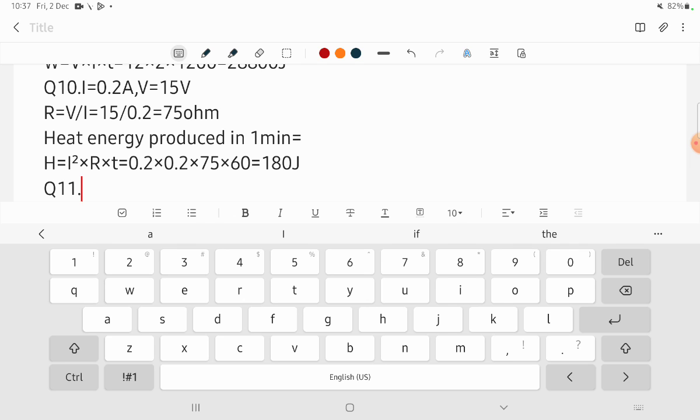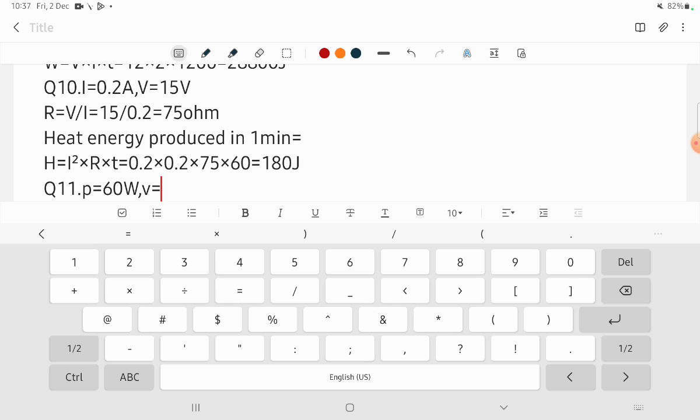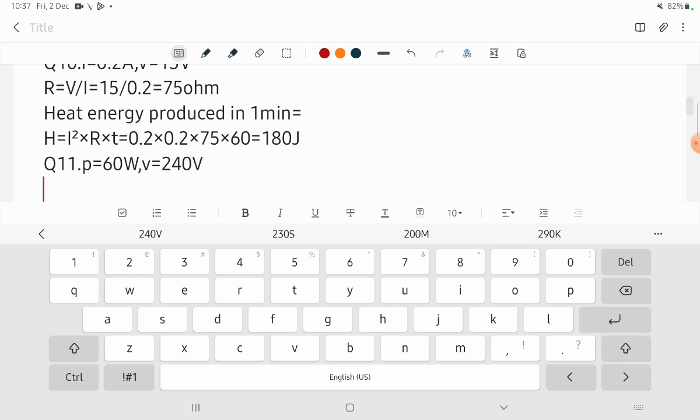What is the resistance under normal working conditions if an electric lamp rated 240 volt 60 watt? So you have to find out the resistance. P given, V given, same thing. So P is equal to 60 watt, V is equal to 240 volt. So you can find out R. So P equals V square by R, R is equal to V square by P.